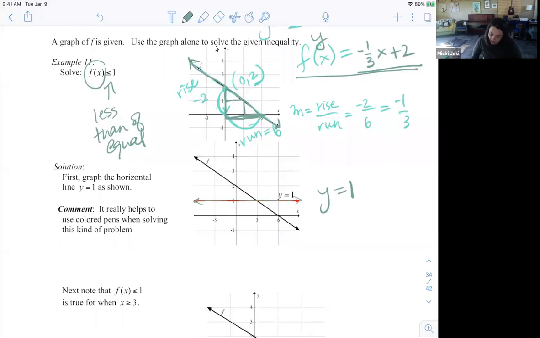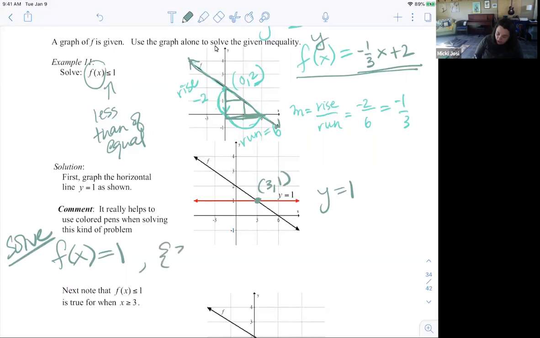Once we graph that horizontal line, it really helps to use colored pens when solving this kind of problem so you can see the different colors. In fact, I just made that a different color, and now it stands out better with the red. So if I was going to solve graphically, where is f of x equal to 1? That would be my point of intersection. Where it's equal to 1, x is equal to 3. So this point is (3, 1), and to solve this equation, we would say x equals 3.